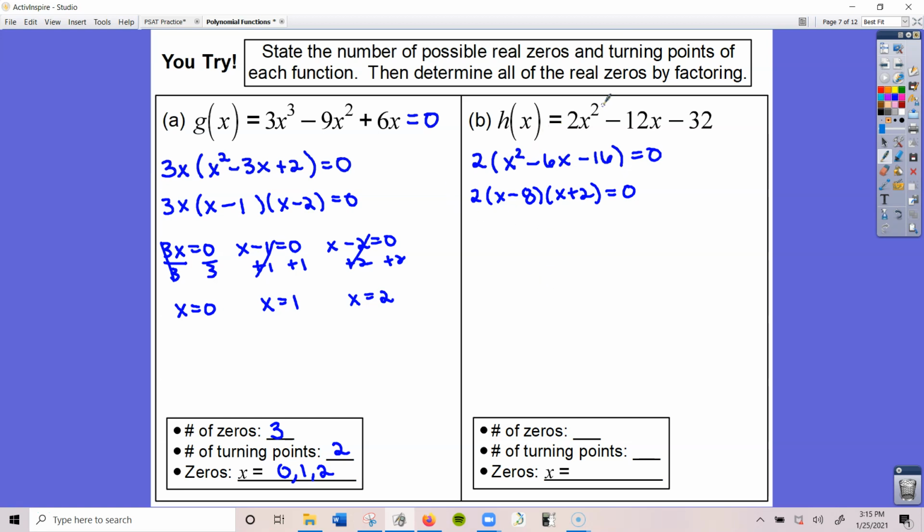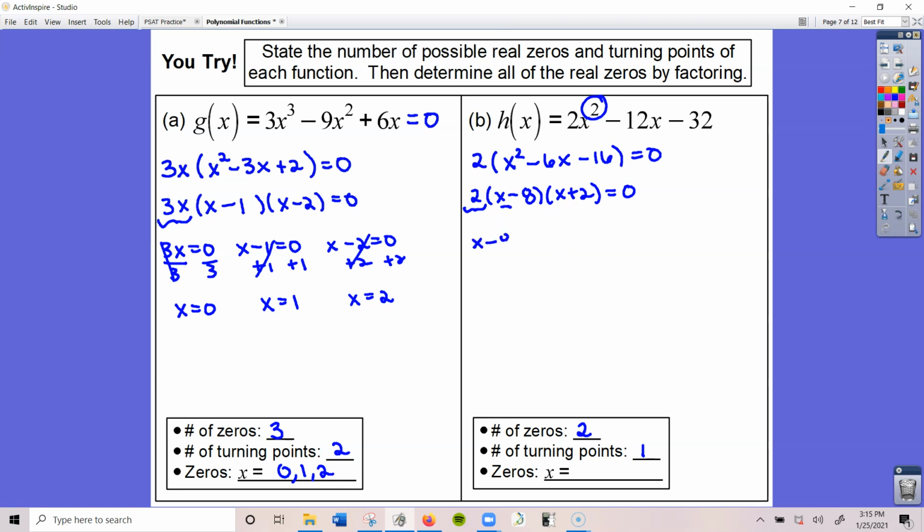Now, based on the equation alone, we see that we're supposed to have 2 zeros with a maximum number of 1 turning point. If you look at your factors, in this one we set each individual factor equal to 0, including this 3x because it had an x. But here this is just 2. 2 will never equal 0, so we do not set this equal to 0. The only factors that you set equal to 0 are the ones that include x.